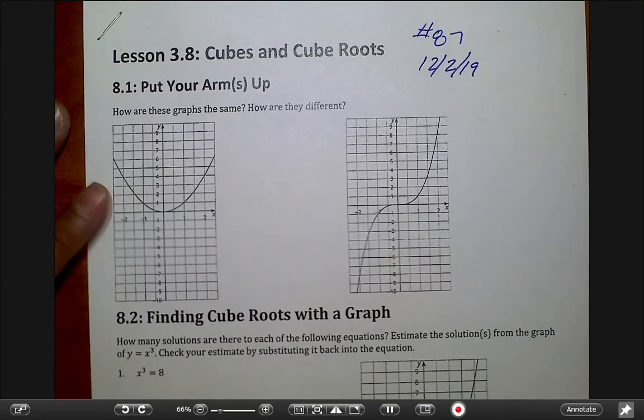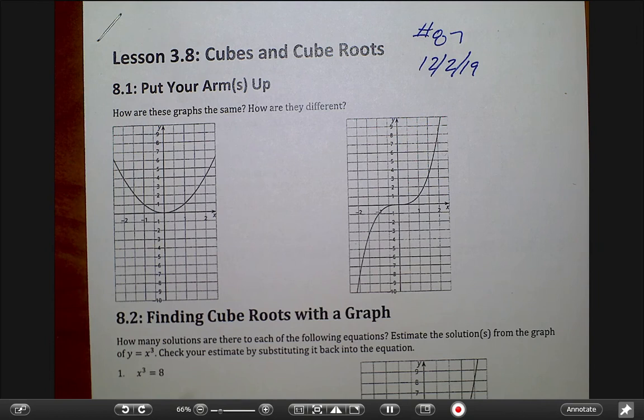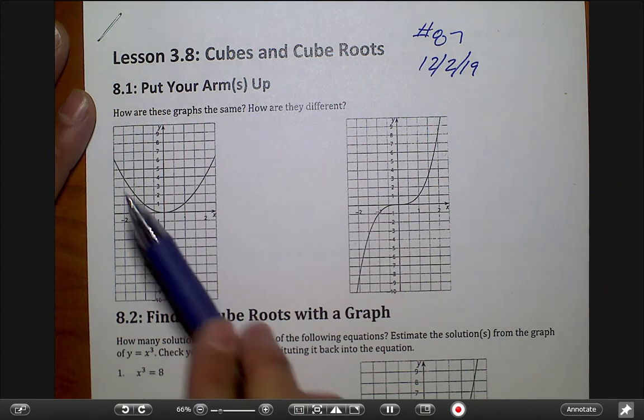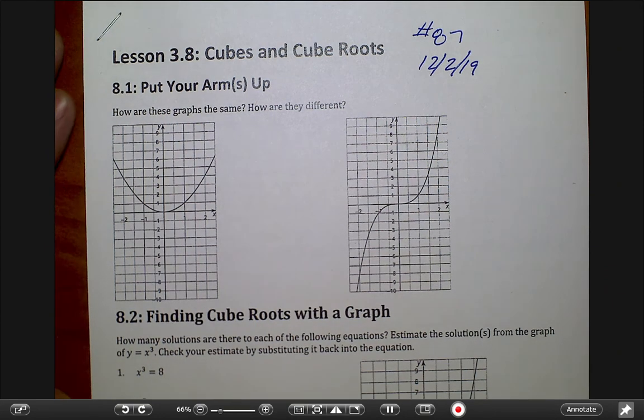All right, so we're going to go through, and it says, how are these graphs the same? How are they different? The first one, what do we know about this first graph? It has no negative y values. No negative y values. What do you think the graph looks like, though? What type of graph is it? It is nonlinear. Very good. Okay, these are positive numbers, right?